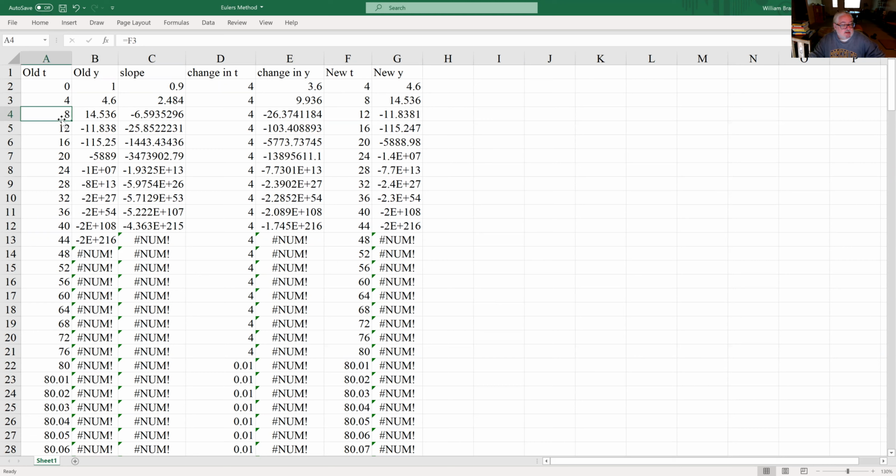If we look at a t of 8 and a y of 14, you plug that in, you get minus 6.59, multiply that by 4, you get minus 26. And now we jumped over both equilibria, and now we're on the negative side, and everything goes berserk. Overflow, overflow, overflow. So what's going on there?